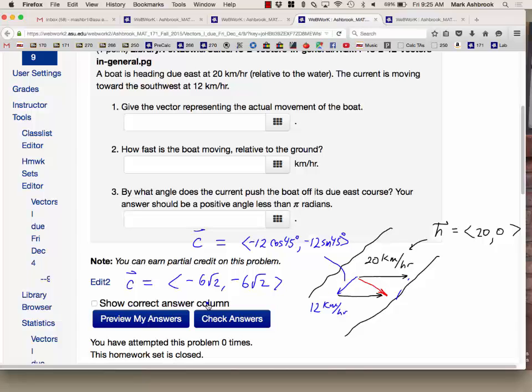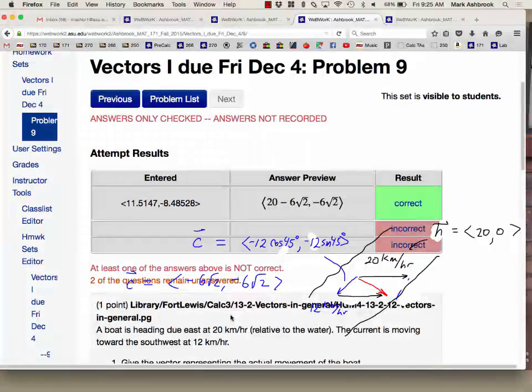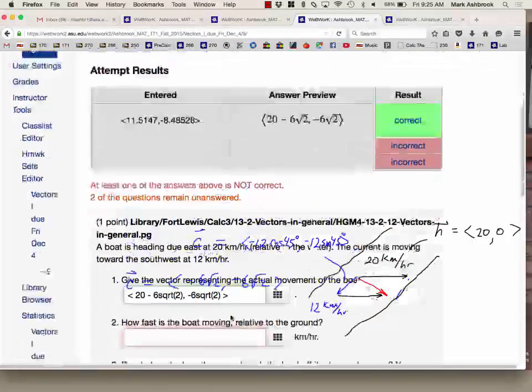And so what's the actual movement of the boat? Or what's the velocity of the boat relative to the land? Relative to the land would be 20 minus 6 square root of 2, and then minus 6 square root of 2. So that would be our actual vector movement of the boat. Let's get the numbers here: 11.515, negative 8.5.